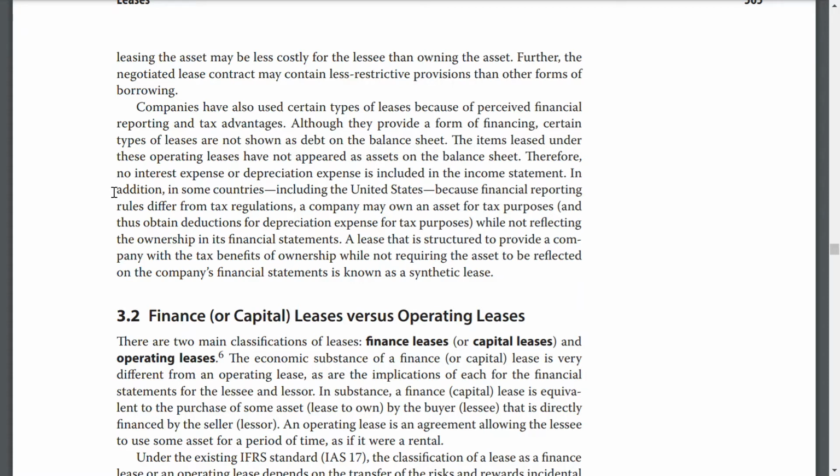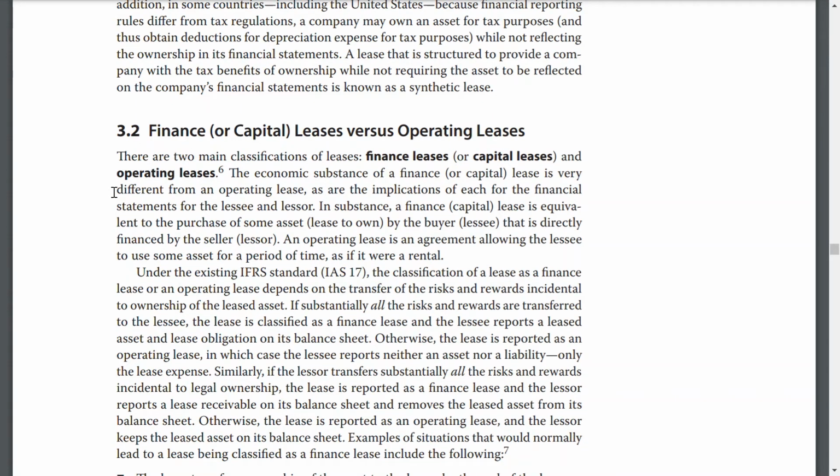In addition, in some countries, including the United States, because financial reporting rules differ from tax regulations, a company may own an asset for tax purposes while not reflecting the ownership in the financial statements. A lease that is structured to provide a company with the tax benefits of ownership while not requiring the asset to be reflected on a company's financial statement is known as a synthetic lease.